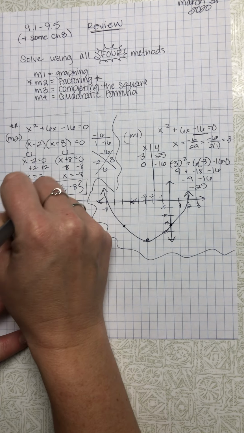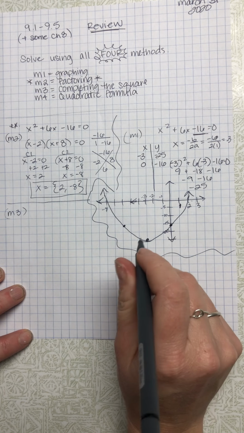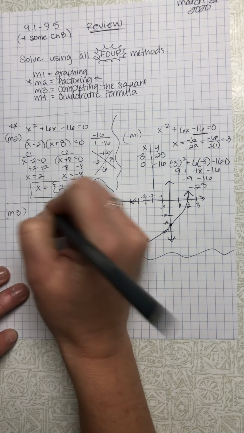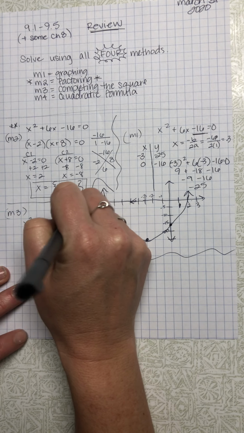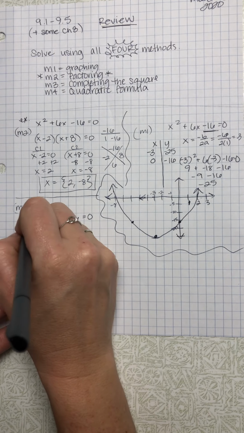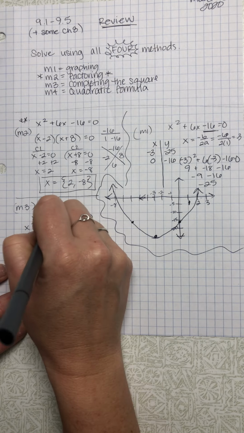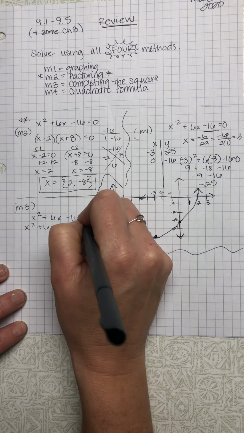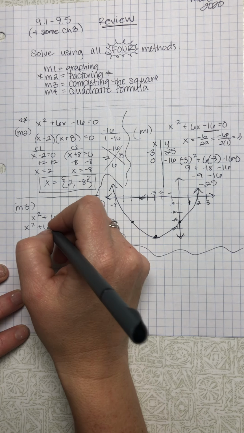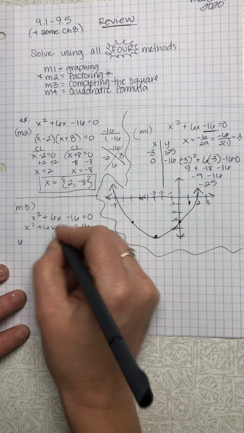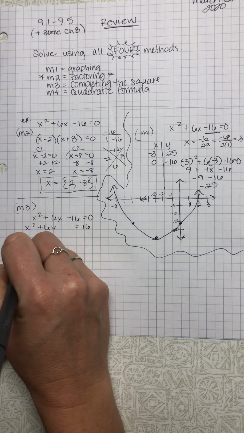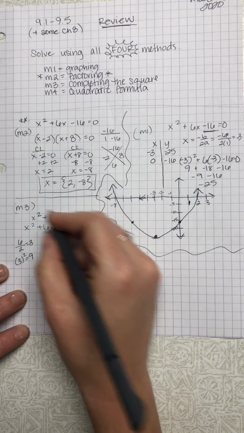Method 3, completing the square. We've got x squared plus 6x minus 16 equals 0. This is where we want to focus on the first two terms. So we're going to break it up, x squared plus 6x, and move the negative 16 to the other side so it becomes positive. And then we're going to take b, the middle, right, and cut it in half so we get 3. And then we take that number and we square it to get 9.